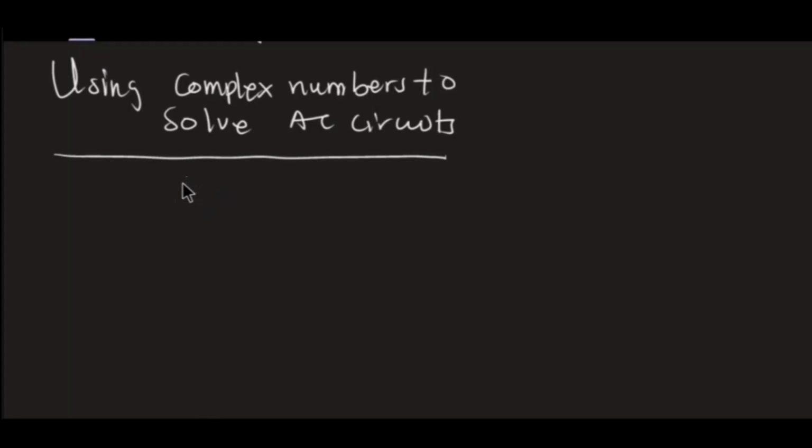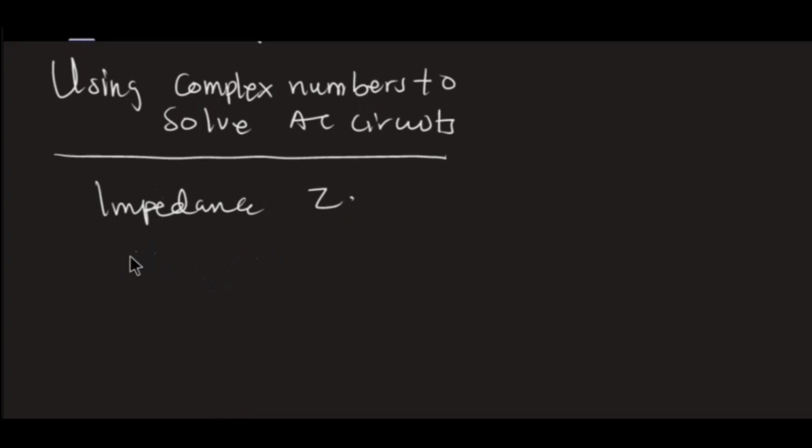In this video, I'm going to take you through using complex numbers to solve AC circuits. In our previous video, we learned about representation of complex numbers in AC circuits. So we are going to see how we use the complex numbers to solve AC circuit problems. Voltages and currents in AC circuits can be represented as complex numbers. The impedance Z can also be represented as what? A complex number.